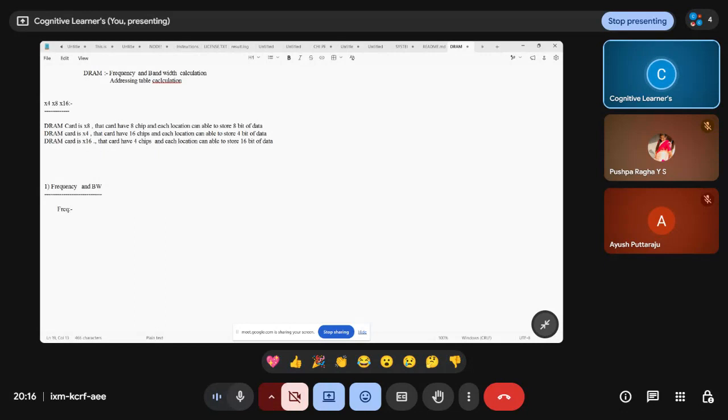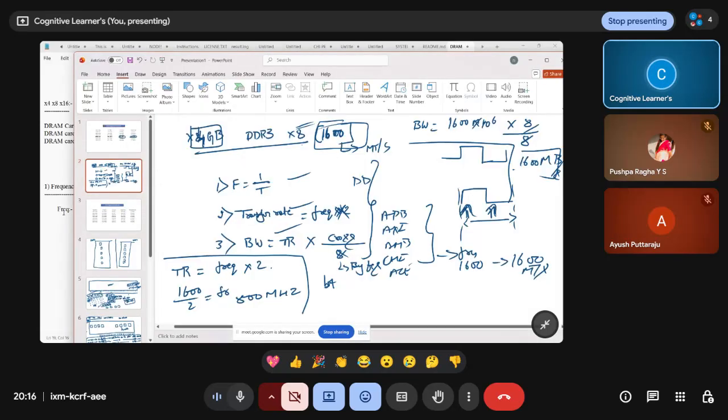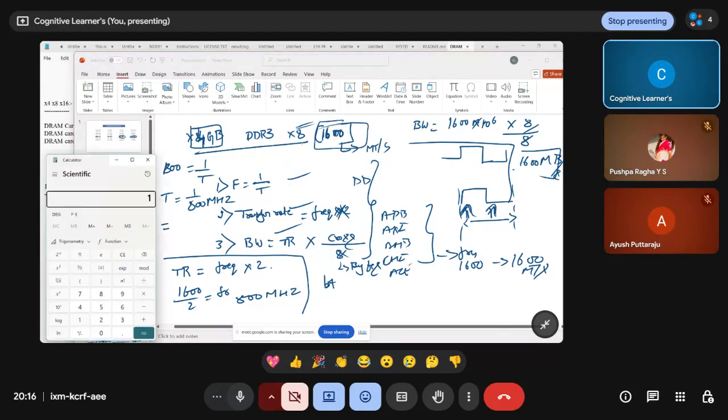The frequency is equal to the reciprocal of time also. In this scenario I didn't calculate time, right? The frequency is not 1600, it is 800. So 800 is equal to 1 divided by time. Time is equal to 1 divided by 800 megahertz. Yeah, 1 divided by 800 is around 0.00125.